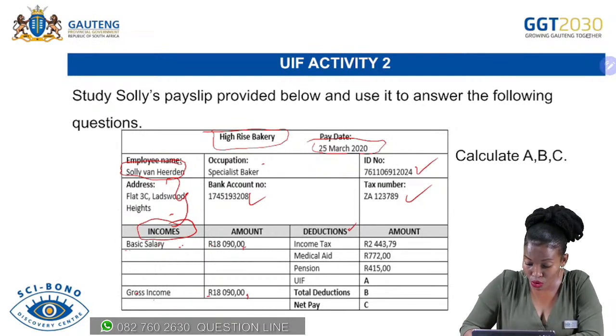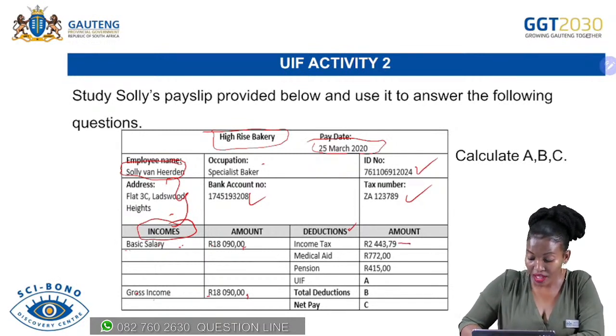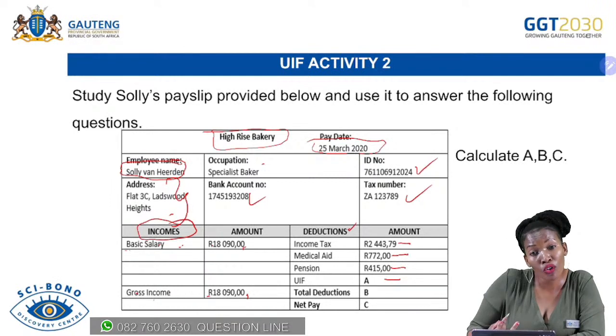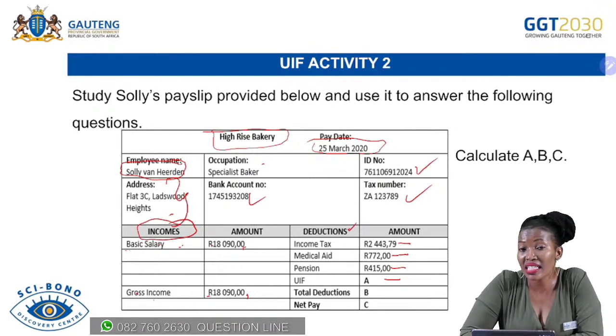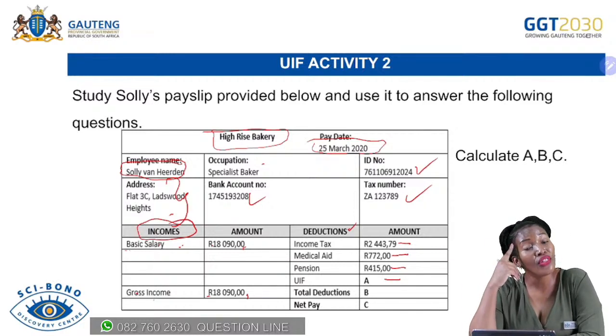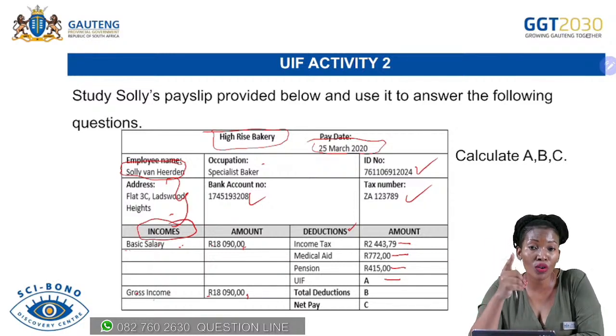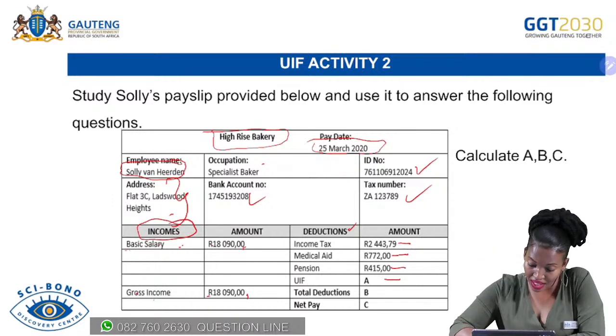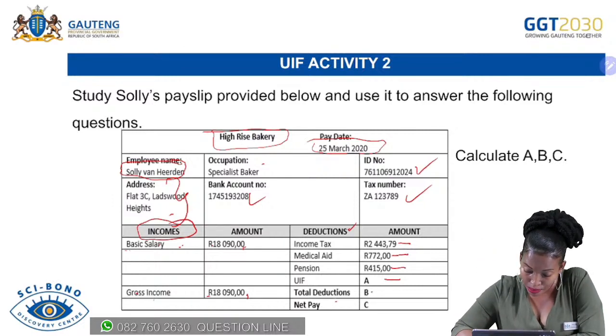So he contributes towards income tax, medical aid, and pension fund. There's also UIF. We don't know the value of UIF, but remember what I said when you started with financial documents, that if on your financial document you see alphabets, you see the unknowns, you see letters, then you must already know that they're going to want me to find the values of those unknowns. And then there's the total deductions, which is B. There's the net pay, which is C.